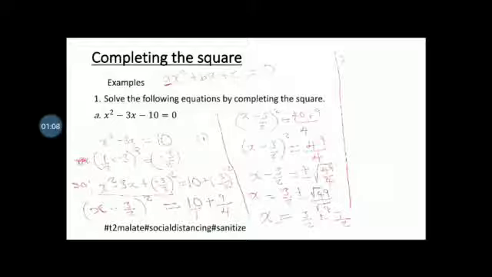So we're going to have x is equal to 3 over 2 plus or minus, so we can either add. That's plus 7 over 2, and this will give us 5. Or instead of adding, we can subtract. So we're going to have x is equal to 3 over 2 minus 7 over 2, which will give us a minus 2. So you'd have solved using completing the square.